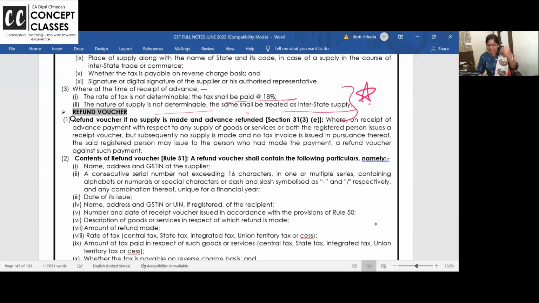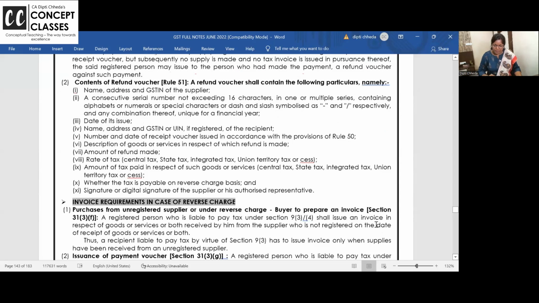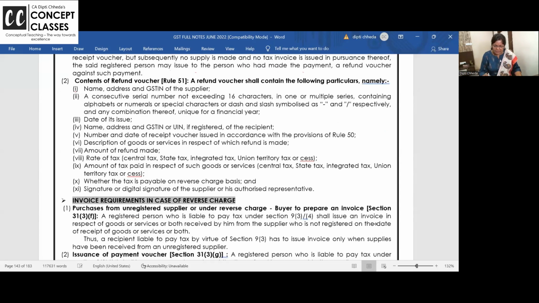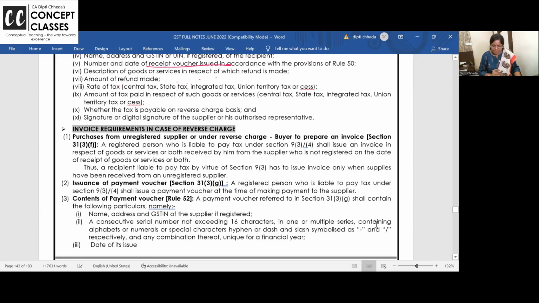Refund voucher: if no supply is made and the advance is to be refunded. When, on receipt of advance payment with respect to supply of goods, the registered person issues a receipt voucher, but subsequently no supply is made and no tax invoice is issued, the said registered person may issue a refund voucher to the person who made the payment. Name and address of the supplier, 16-digit number, date of issue, number of the receipt voucher, because the refund voucher is related to the receipt voucher, so take that also. Description of the goods or services, amount of refund, rate of the taxes, and signature and all.